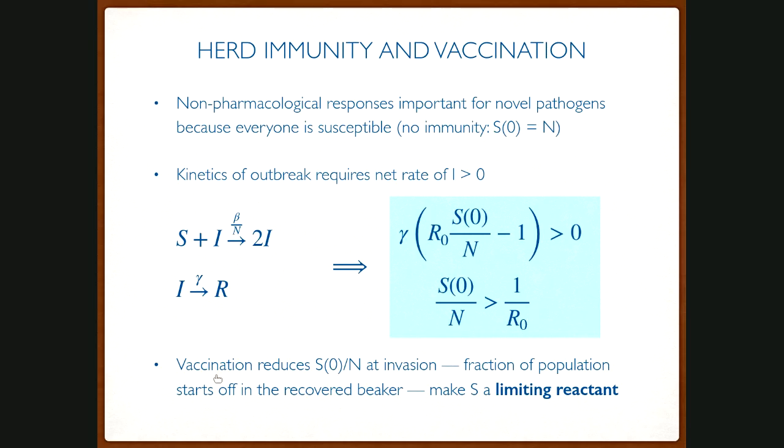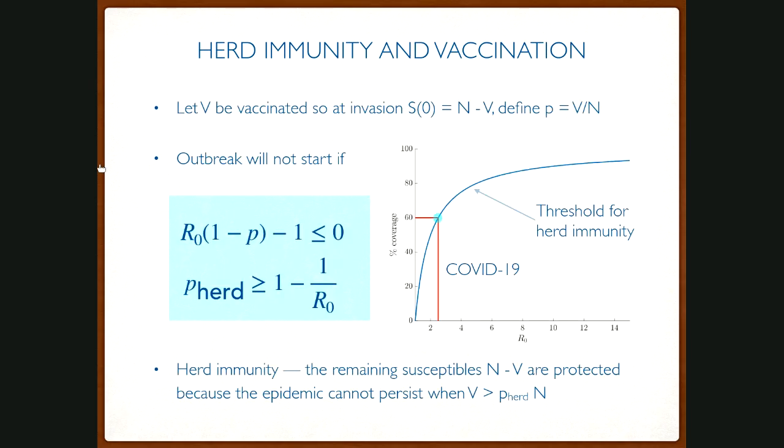And what vaccination tries to do is reduce this a priori, coming in for, say, second waves or later infections. So the idea is that some fraction of the population will now start off in the recovered beaker. Our initial conditions will change, and S will become a limiting reagent. If we look at that a bit more, we could say V is the number of vaccinated people at invasion, which is when you have a reintroduction of a pathogen. Then the number of susceptibles available to be infected will be the total number minus V. Of course, these V could be thought of as already being in the recovered compartment.